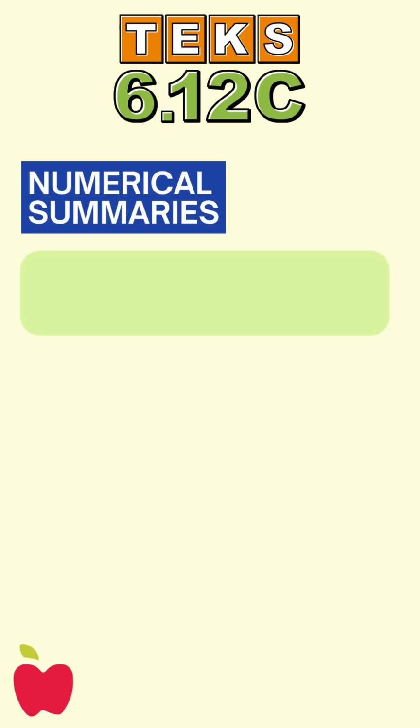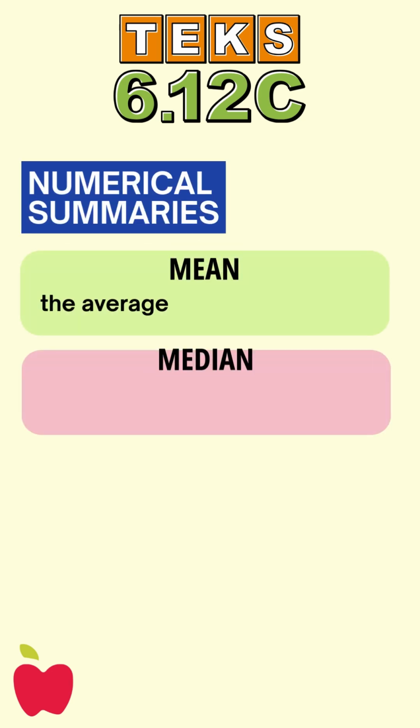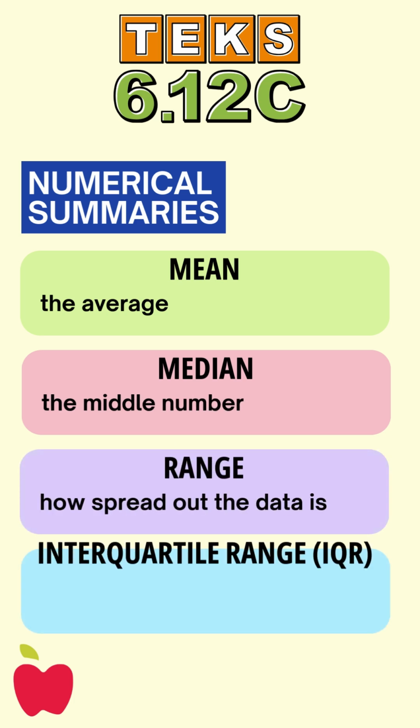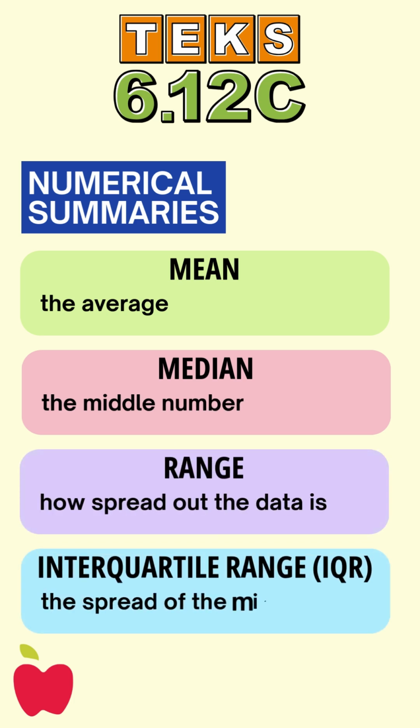So remember, the mean is the average. The median is the middle number. The range tells us how spread out the data is, and the IQR gives us the spread of the middle 50%. By using these tools, we can really understand the center, spread, and shape of a data set.